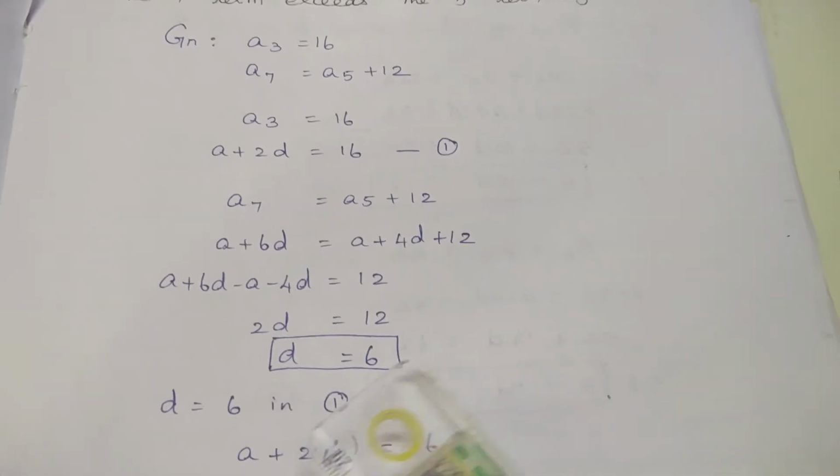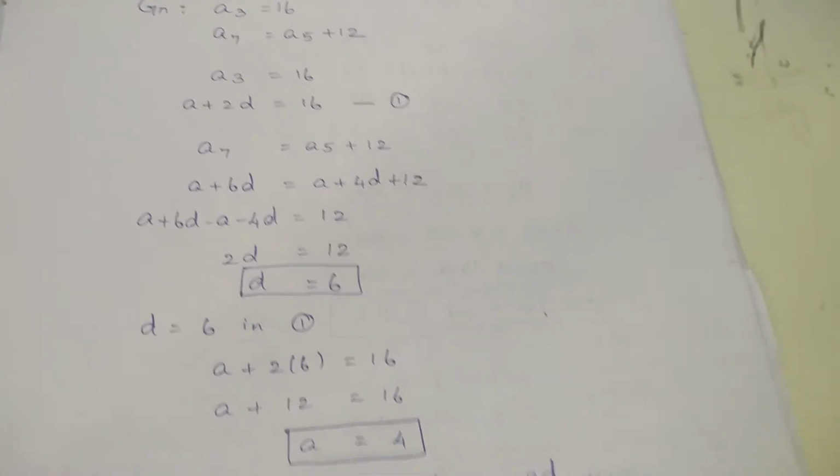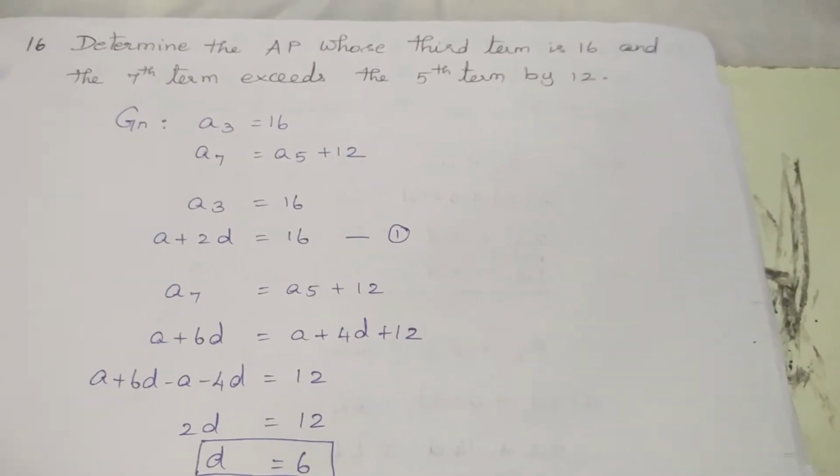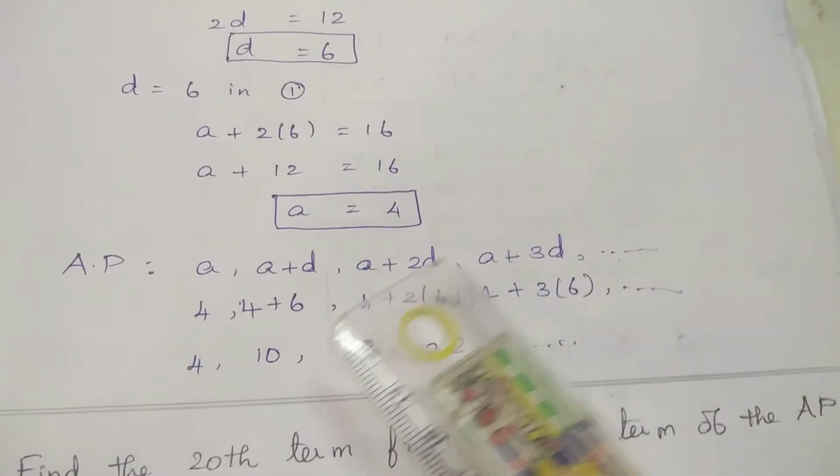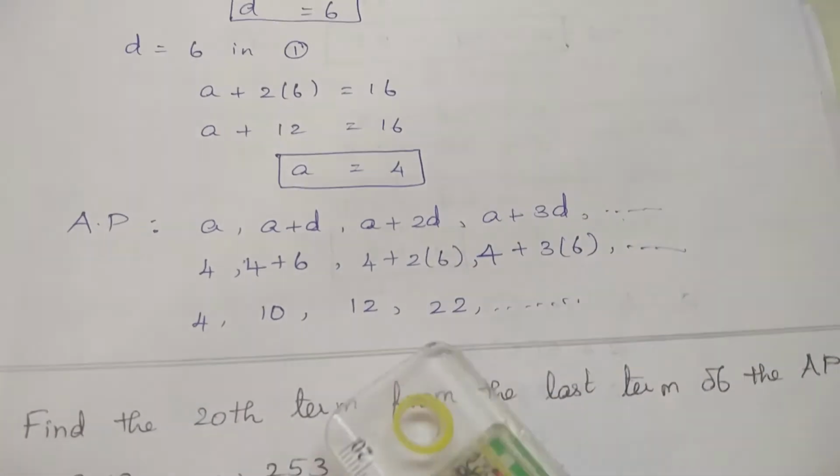Solve that and you got the D value as 6. Substitute in the first equation and you'll get the A value. And what they ask is to determine the AP. So you have to form the AP, that means A, A plus D, A plus 2D, A plus 3D. Substitute and get that.